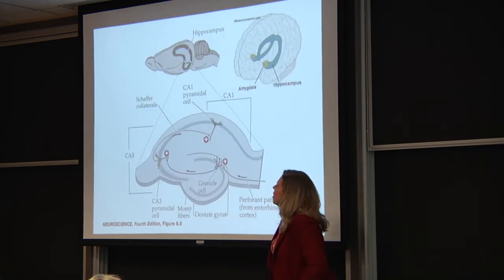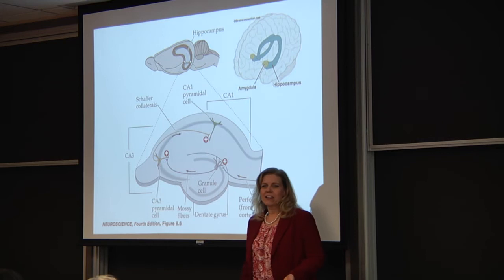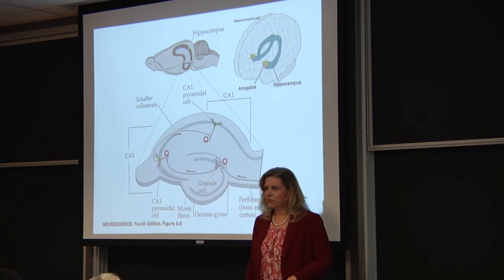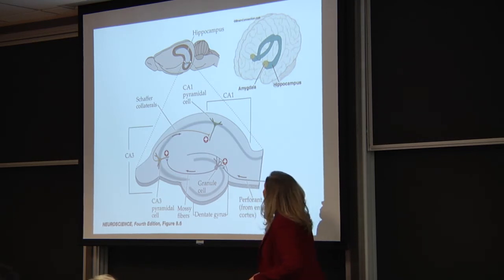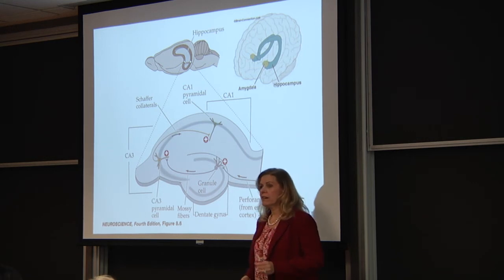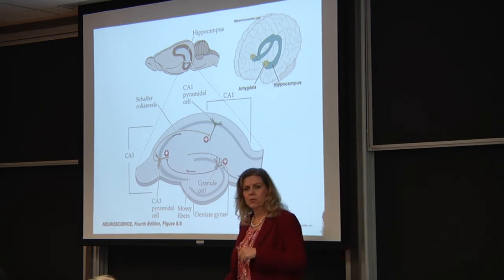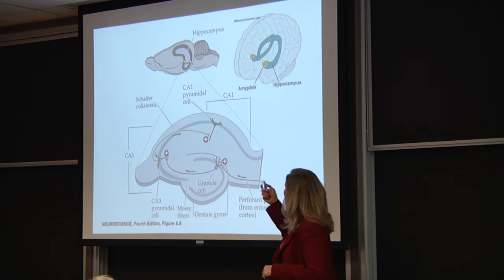Okay. So where are these neurons that we're talking about that are relevant to learning and memory? The main part of the brain that is responsible for the kind of learning and memory that we're going to talk about today is something called the hippocampus.